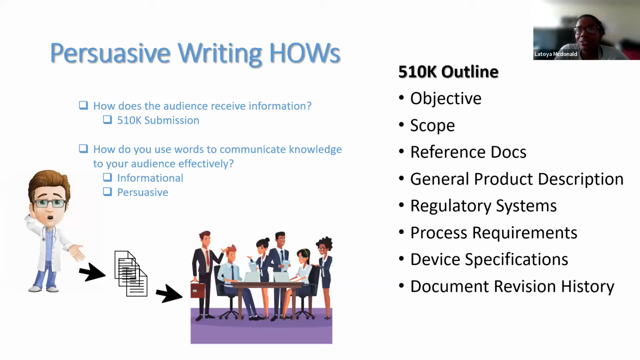So, our writing hows. Dr. Goodlooking and his team would have to submit a 510K submission. This is just an outline of what a 510K would look like: your objective, scope, references, general product description, regulatory system, process requirements, device specifications, and document revision history. Again, understand that this is an informational and persuasive document. So again, just think about all of these whos and hows when you're presenting or developing your document.